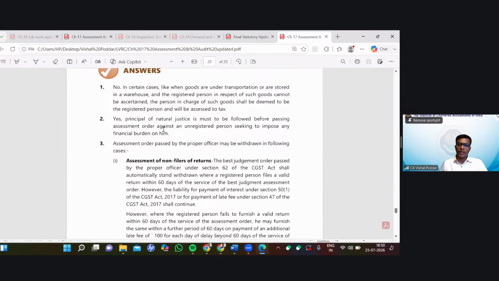The simple idea or concept is that whenever any adverse action has to be taken against the taxpayer, the action cannot be taken until and unless the taxpayer is given an opportunity to justify himself, and that is done by issuing a notice. So like here in this case, an assessment order is to be passed against an unregistered person. Okay, that person may have done fraud, may have purposefully not taken registration. Still, before you take any adverse action, pass an adverse order, the principle of natural justice applies. You have to provide a reasonable opportunity.